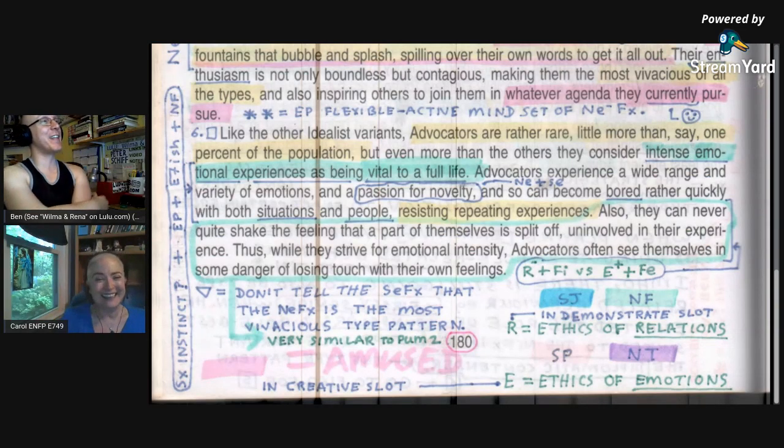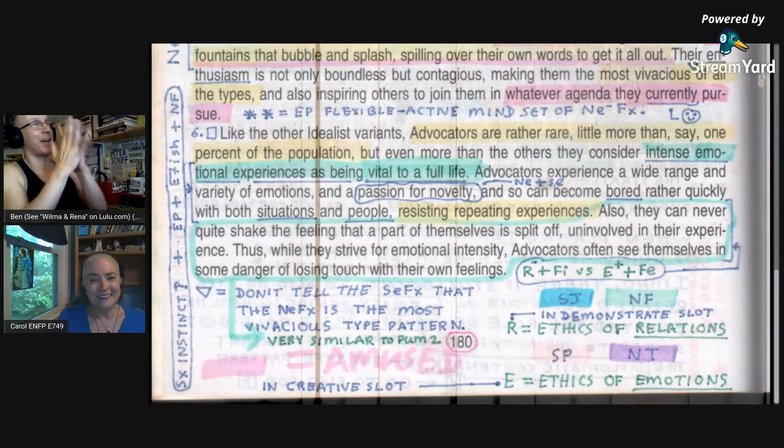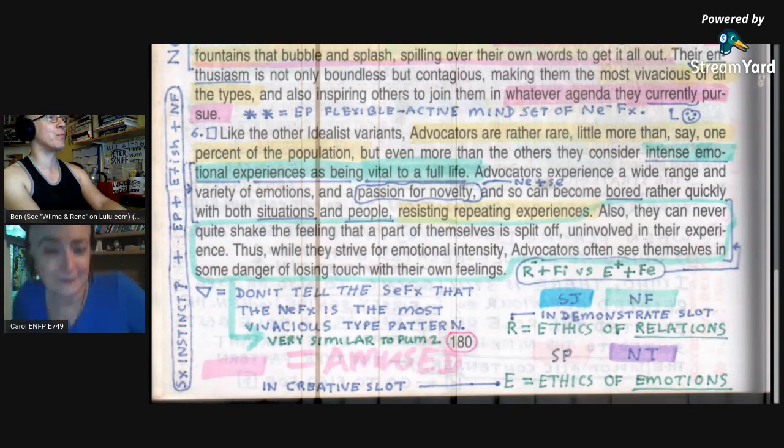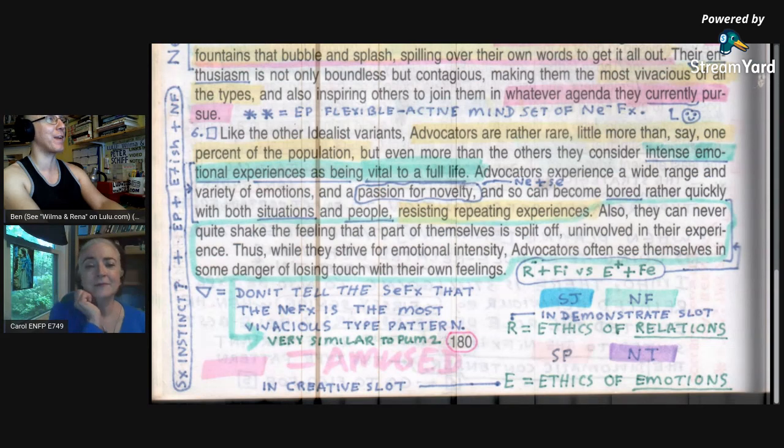Also, they can never quite shake the feeling that a part of themselves is split off, uninvolved in their experience. Thus, while they strive for emotional intensity, advocators often see themselves in some danger of losing touch with their own feelings. That is a good bit.